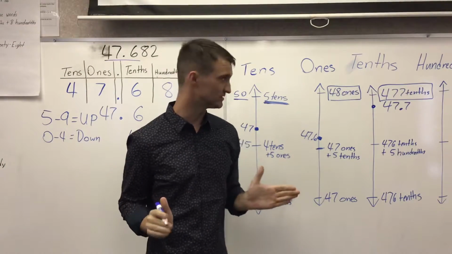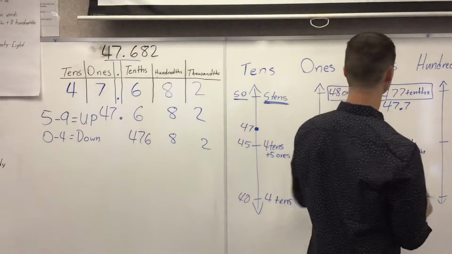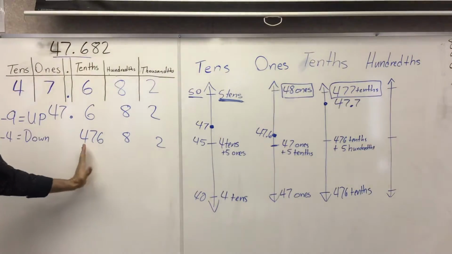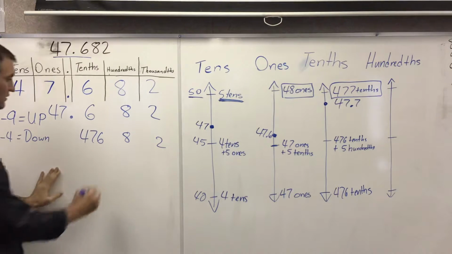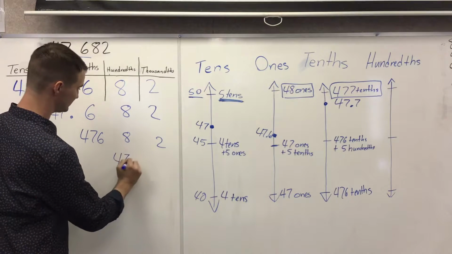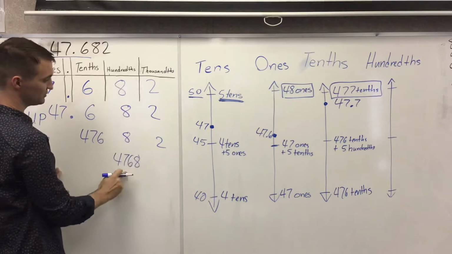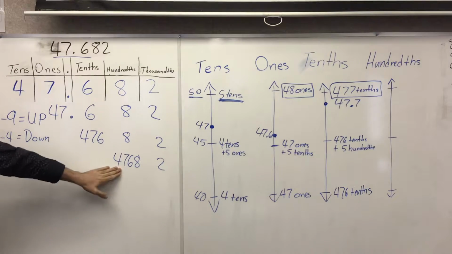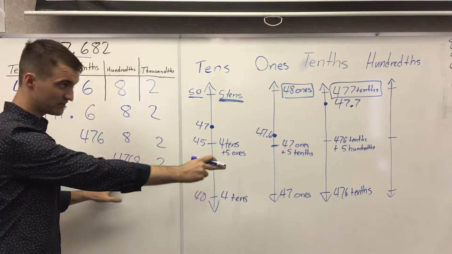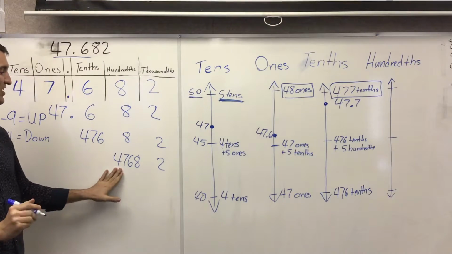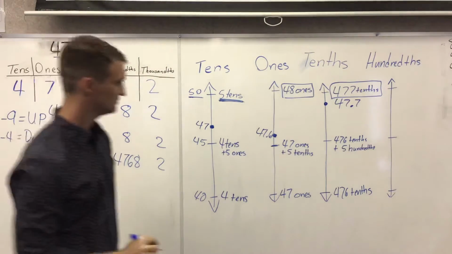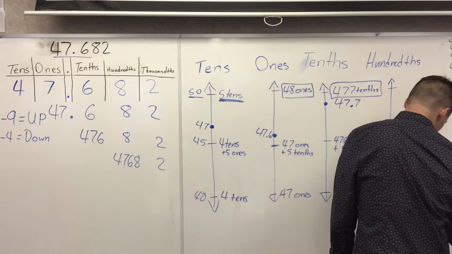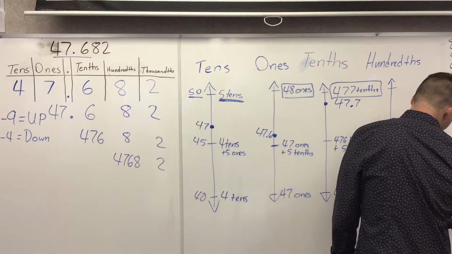Finally, I'm going to get to my hundredths place. Now, I want you to notice the progression that we've made all the way down to our hundredths spot. So we're going to take these numbers and move them right over here. I'm going to take this 476 and add it right down into my hundredths place, and I'm going to keep that one the same. So this is going to be my bottom number on the number line: 4,768 hundredths. It starts getting really long over here.